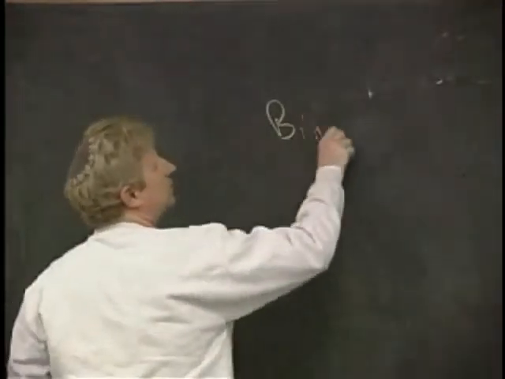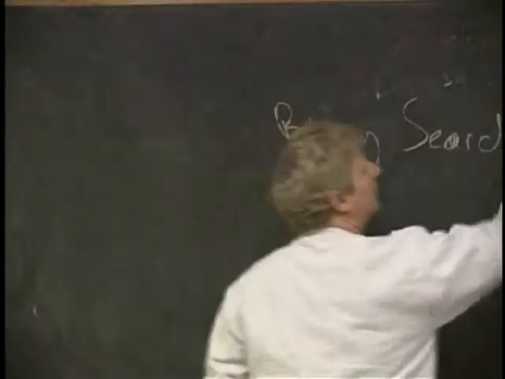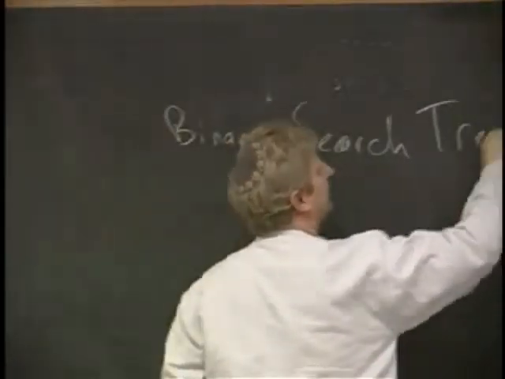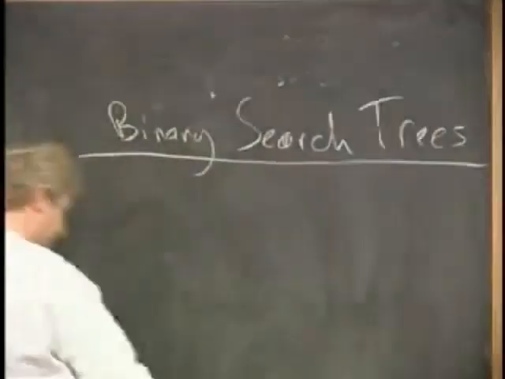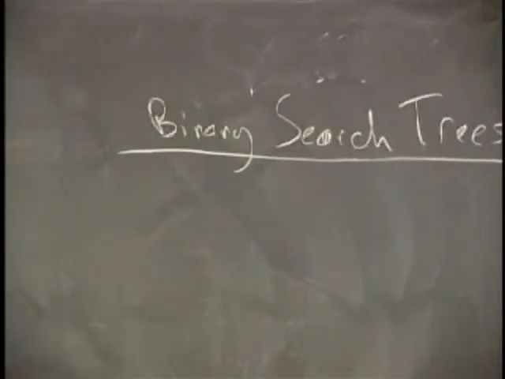Let's talk about searching and a data structure called binary search trees. This is going to lead us into red-black trees.